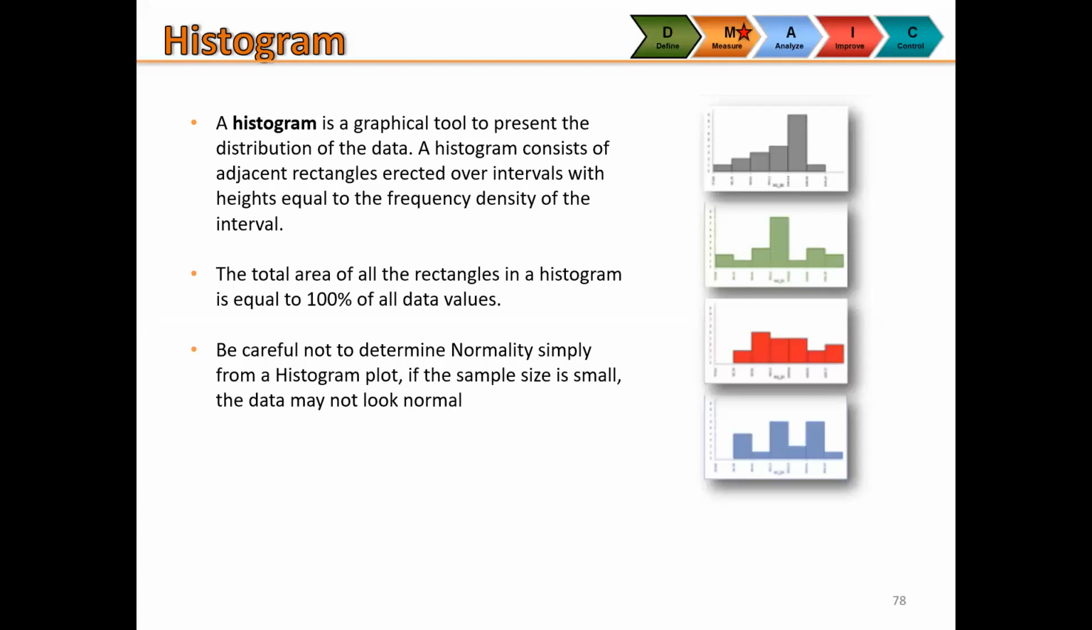And a histogram is another way to represent the distribution of data. Adjacent rectangles over intervals with heights equal to the frequency density of the interval. And the total area is 100.